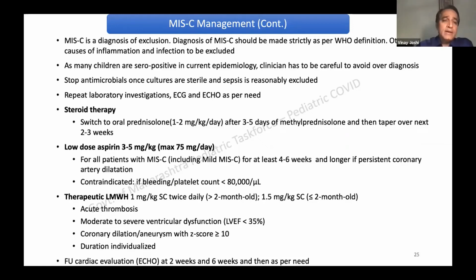As we are seeing, recent studies have shown that there is increased seropositivity in children to the tune of 50%. So as many children are seropositive in the current epidemiology, we as clinicians have to be very, very careful to avoid overdiagnosis. I know that we don't want to miss the diagnosis, but at the same time, with current epidemiological evidence and the monsoon-related diseases coming up, avoid both under as well as overdiagnosis.